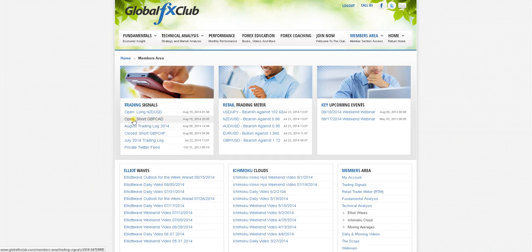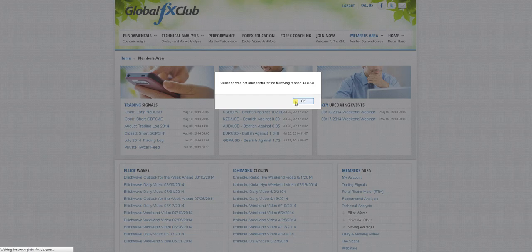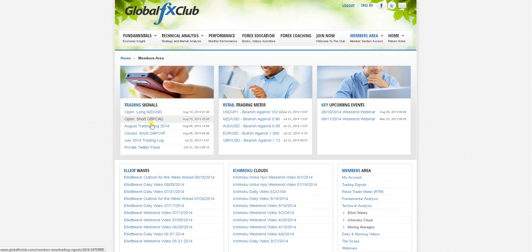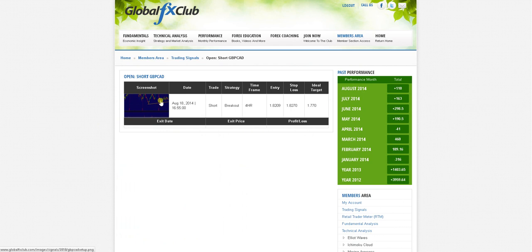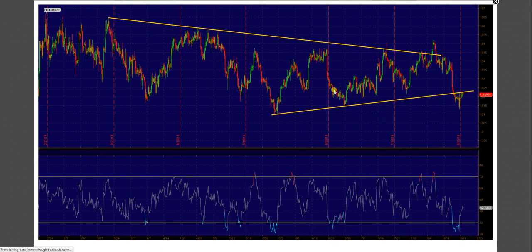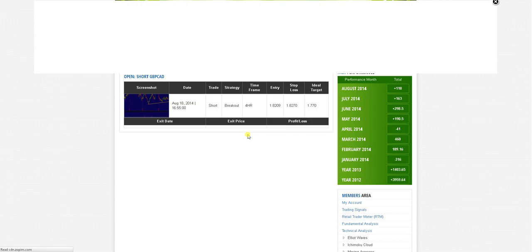Looking at the setup for pound CAD, a clear breakout of the triangle, and a clear breakout to the downside. Then at the same time, we do have a crossover on the Ichimoku Kinko Hyo, as well as bearish moving average developments here too. So you can see here the nice clean breakout, and we'll look at current price action forward.